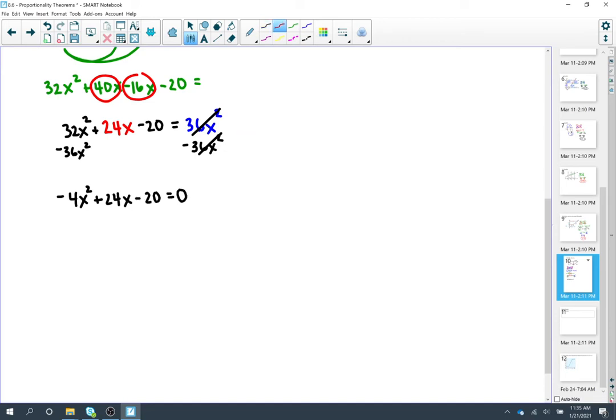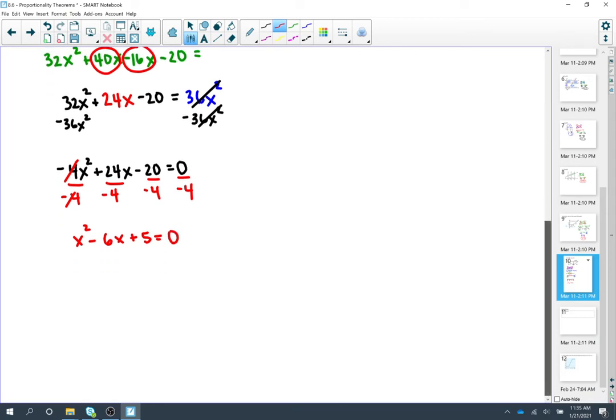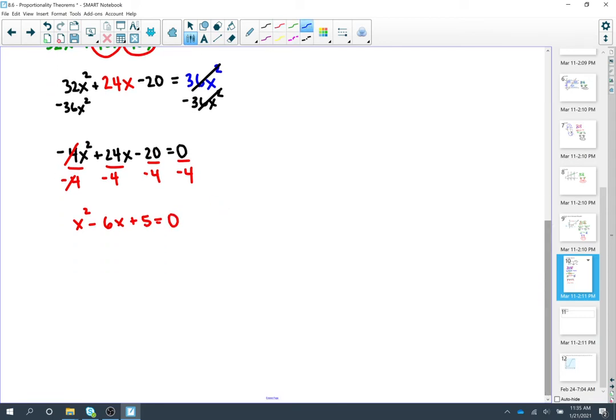Then I see a very common factor in all of these, and I really want my leading term to be positive, so I'm going to divide by negative 4, which is x squared minus 6x plus 5 equals 0. At this point, I'm going to try to factor. Remember, when you factor, you have to multiply the last number by the first number, which is 5, and then our middle number is negative 6.